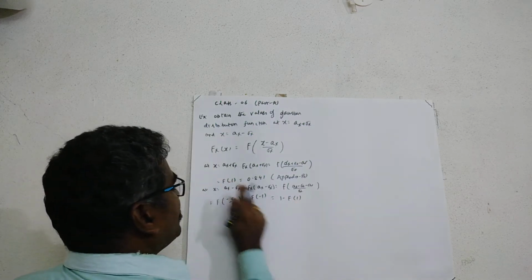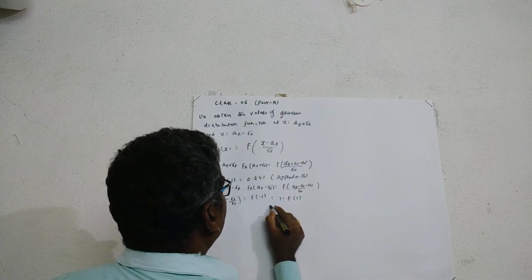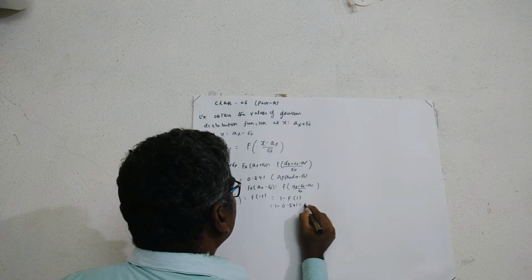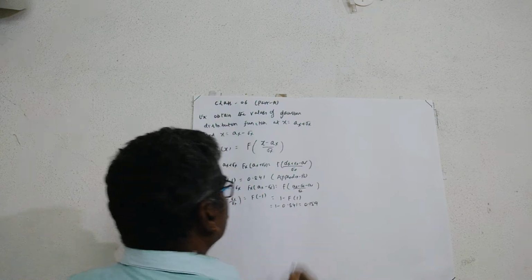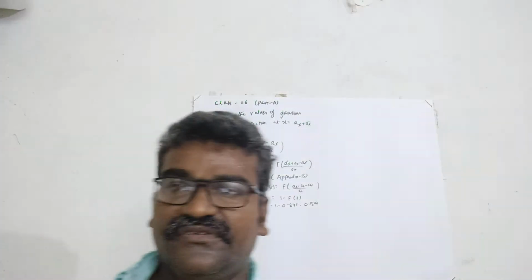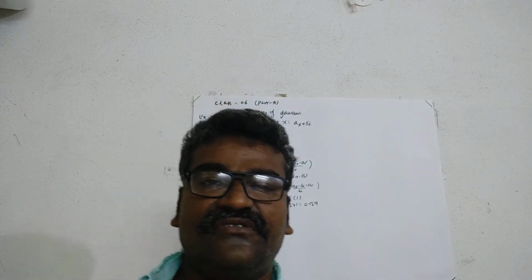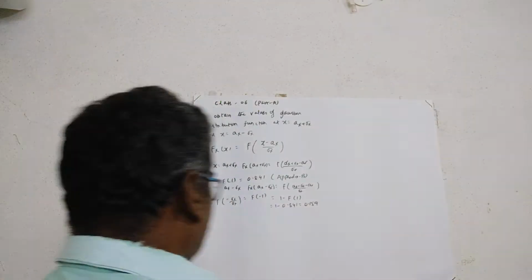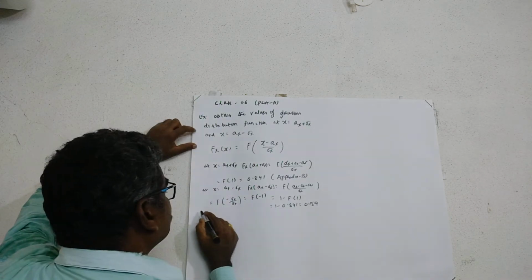What is the F of 1 value? Substituting this value here, we get 1 minus 0.841, which is equal to 0.159. This is how we get the values of the Gaussian distribution function at x equal to ax plus sigma x and x equal to ax minus sigma x. Next we move on to the other useful distribution and density functions.